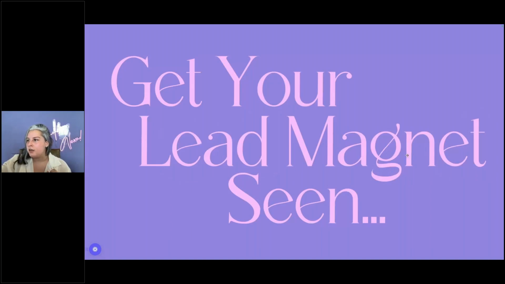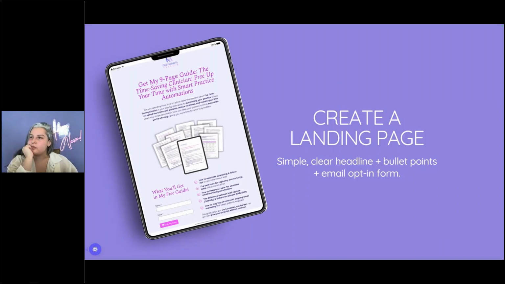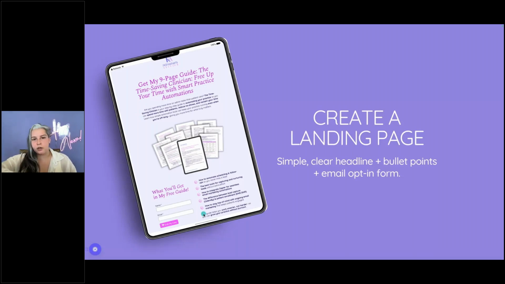And then here, how to get your lead magnet seen. So this is an example of my landing page. I get my 9-page guide. Again, I make it personal, so it feels like I wrote this, not somebody else. And then I give them a little blurb about what it's going to be, and then I give them some quick little checkpoints. This is what you're going to learn in this guide. So that way they can quickly decide, yes, I want to download that.